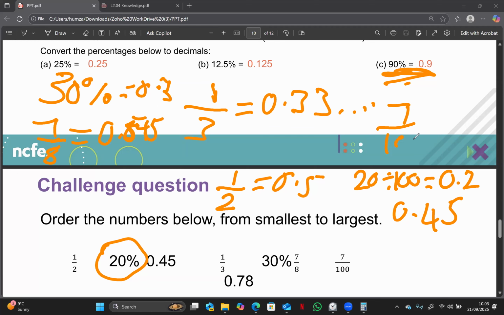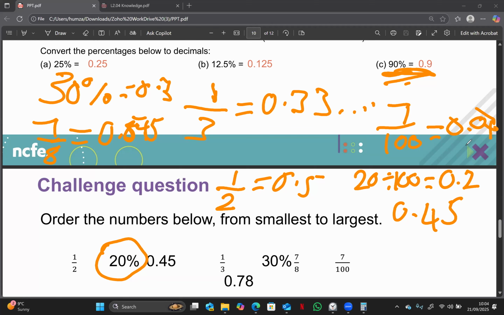Okay, and the last one, what's 7%? 7 over 100. It's divided by 100. And what's the answer? 0.07. Exactly. Now all we do is put these in order. What's the smallest? After having them all in decimals, what's the smallest decimal in all of these that I've written? I know they're a bit scattered around. If you look around, what's the smallest?